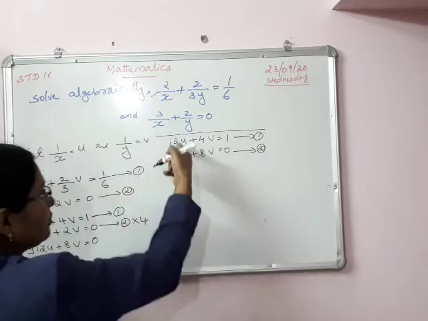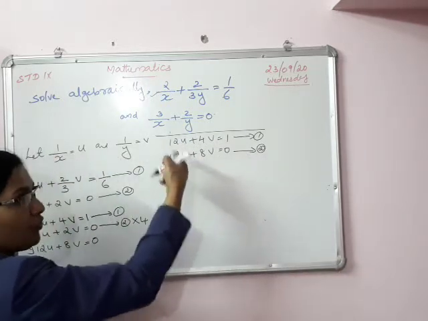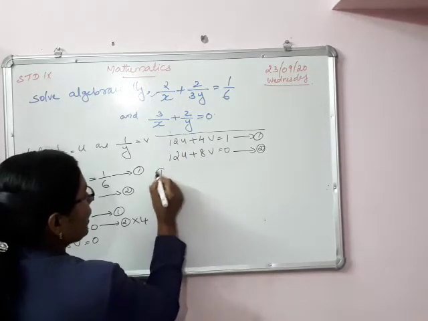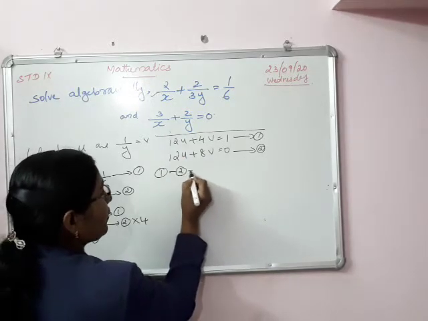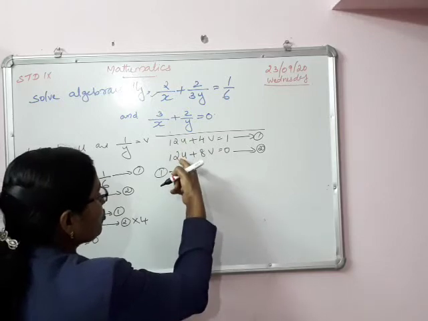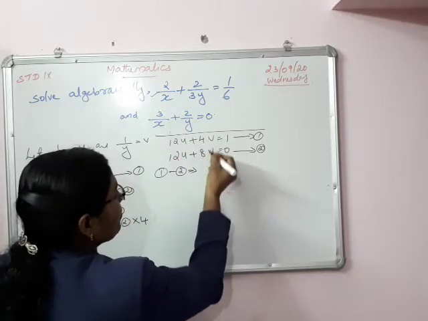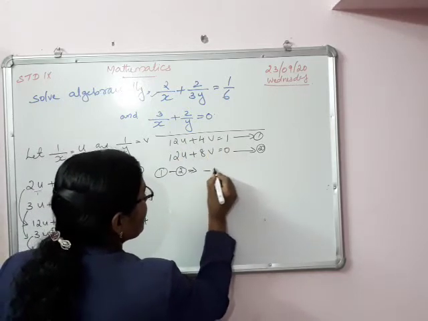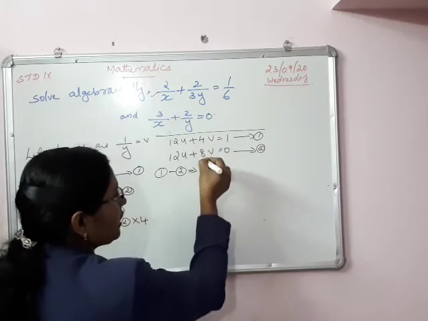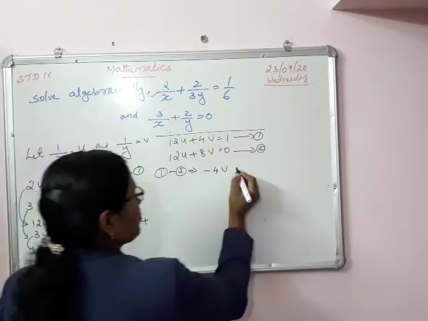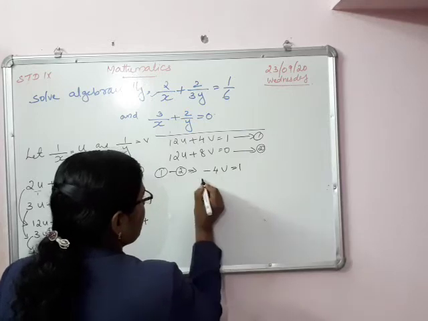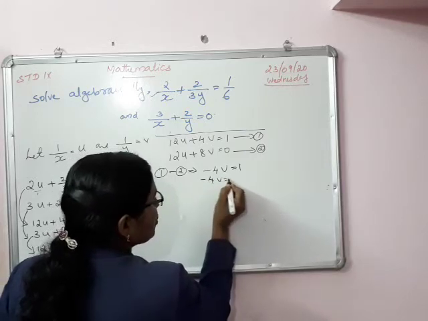Now both have 12u, so we can subtract. 1 minus 2, or 2 minus 1, anyway. Then 12u minus 12u becomes 0. 4v minus 8v becomes minus 4v. Is it 4 minus 8? Minus 4v is equal to 1 minus 0, which is 1. That is, minus 4v is equal to 1.